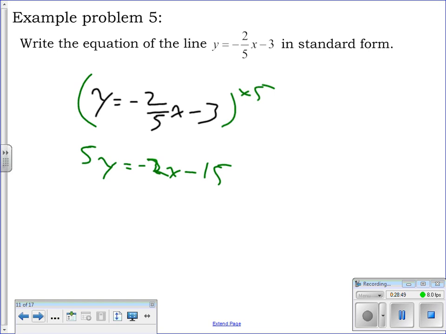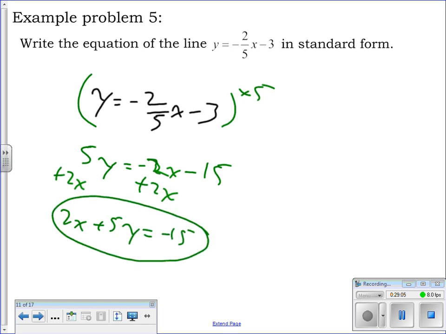Step 2, move the x's. Add 2x to both sides. 2x plus 5y equals negative 15. That's it. To go from slope-intercept to standard form, it's 2 steps. Get rid of the fraction and move the x. If you don't have fractions, just move the x's.